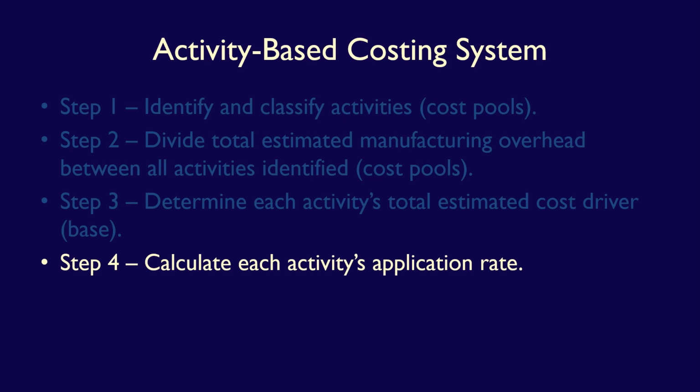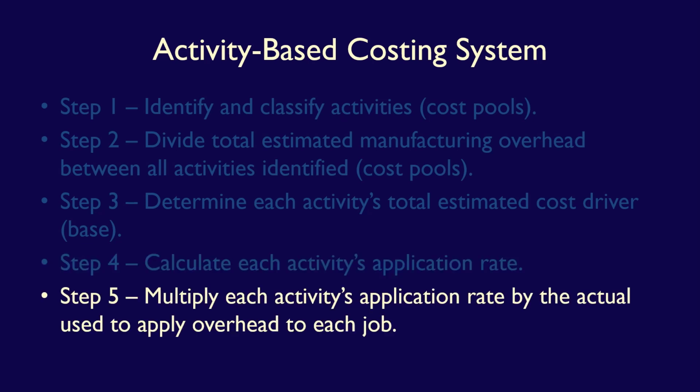Using the estimated overhead for each activity and the base for each activity, step 4 would be to calculate each activity's application rate. Step 5 would be to multiply each activity's application rate by the actual cost driver used in order to apply overhead to each job for all activities used during production. The total of all the overhead applied for each activity will determine the overhead to apply to each job.